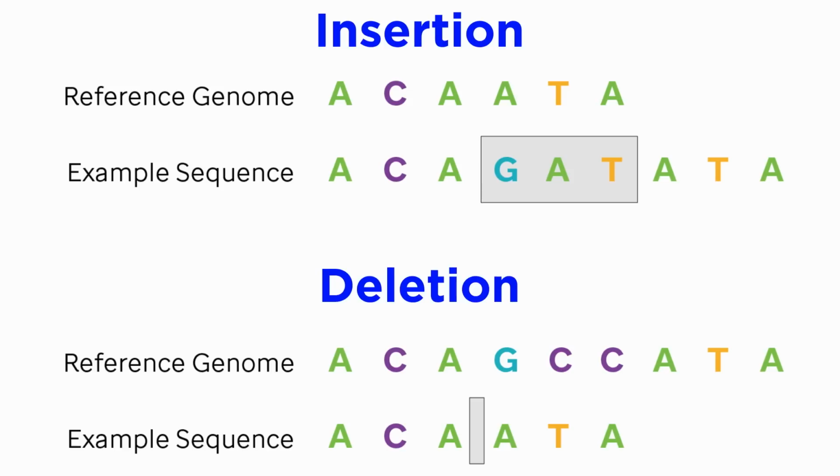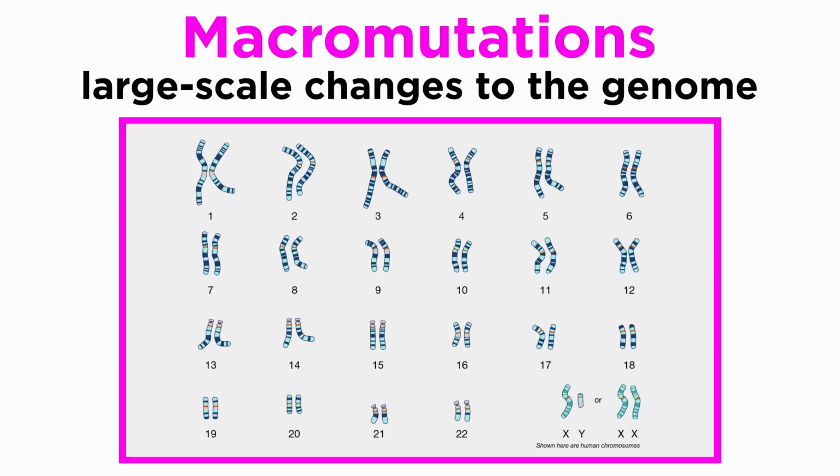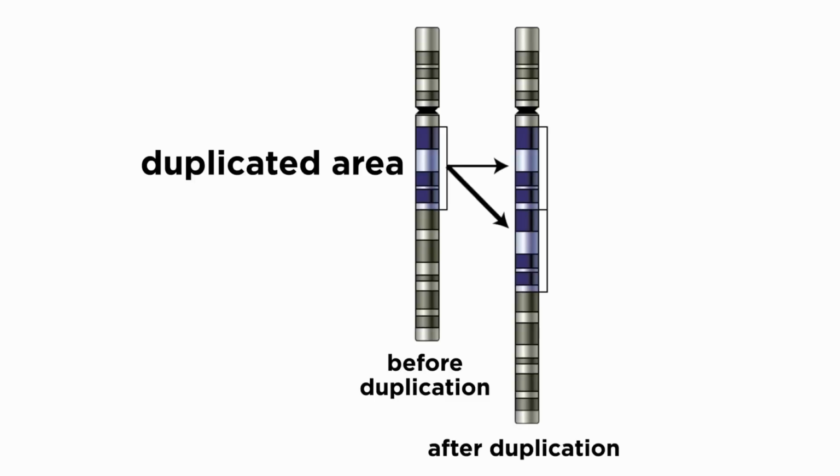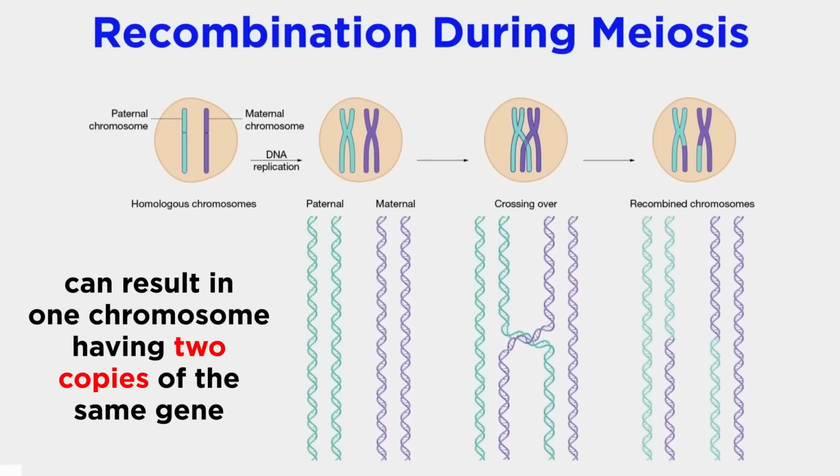There are mutations like insertions and deletions that change the reading frame of the gene, which usually result in a non-functional protein. But there are also macromutations. Very significant changes to the genome can sometimes occur. For example, gene duplication. During replication, the enzyme can copy a section of DNA more than once. Additionally, during crossing over between homologous chromosomes in meiosis, a type of cell division, misalignment can result in two copies of the same gene getting into one chromosome.